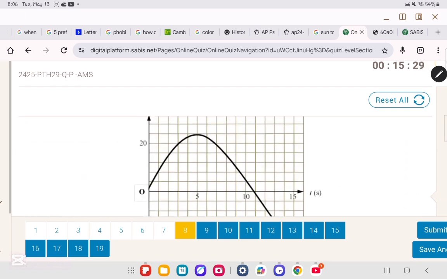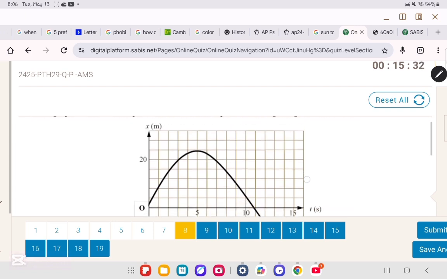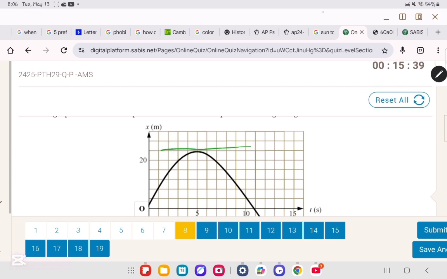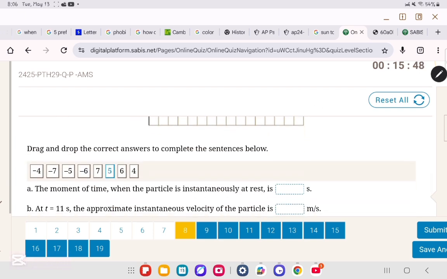What does it mean? Instantaneously at rest means that its position is the same. It's not moving. So you just have to find the place where if you draw a tangent, it will be a straight horizontal line. That means its distance is not moving. Very simply, it's going to be this point over here, which is what? Which is 5 seconds. That means that at 5 seconds, the tangent to the curve is a horizontal line. That means the distance is not changing. That means what? The moment of time where a particle is instantaneously at rest is 5 seconds.